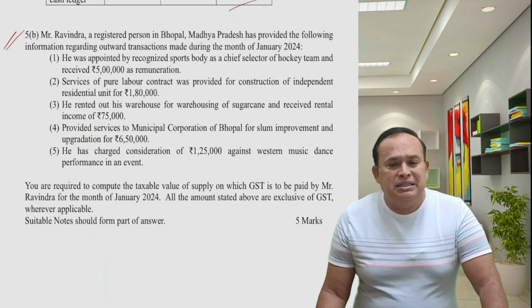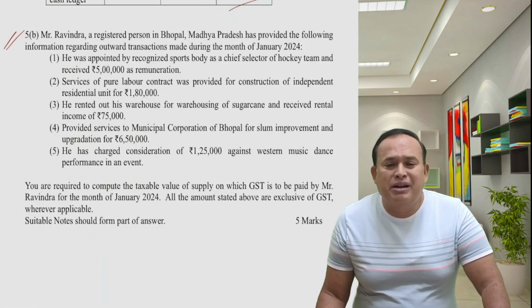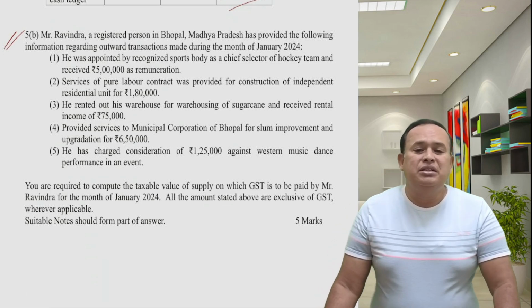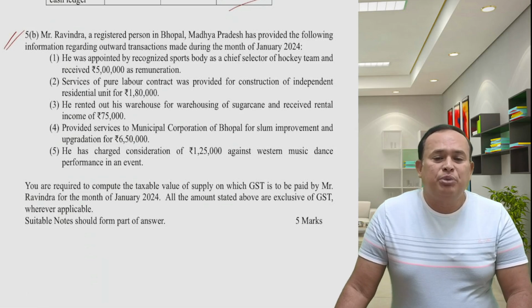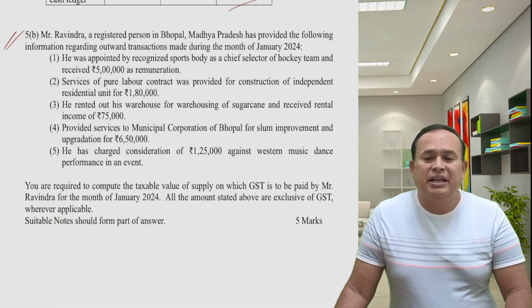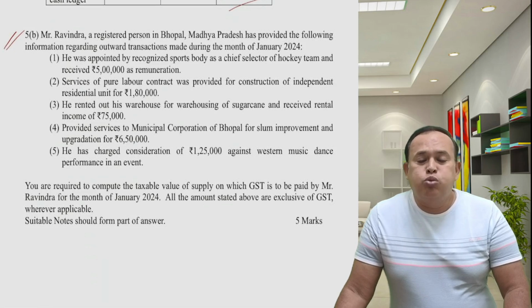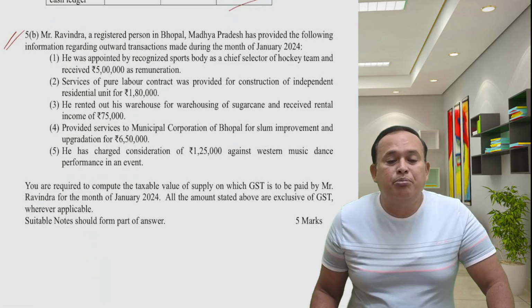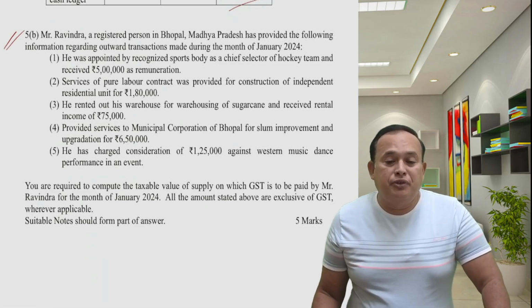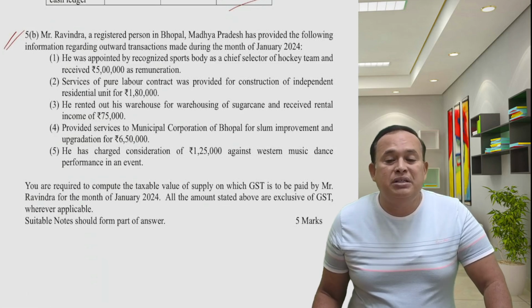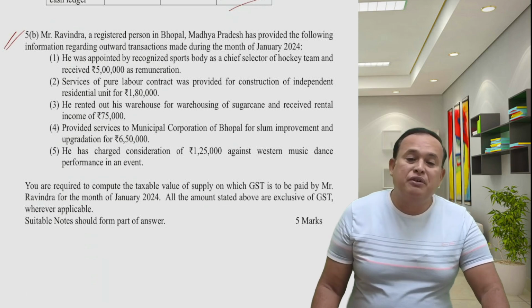Point number 2, supply of services of pure labor contract was provided for construction of an independent residential unit for 1,80,000. Next point, he rented out his warehouse for warehousing of sugar cane and received rental income of 75,000. Further, point number 4, provided services to Municipal Corporation of Bhopal for slum improvement and upgradation for rupees 6,50,000. Point number 5, he has charged consideration of rupees 1,25,000 against Western music dance performed in an event.